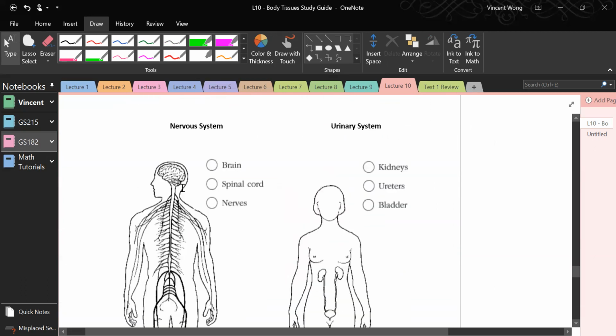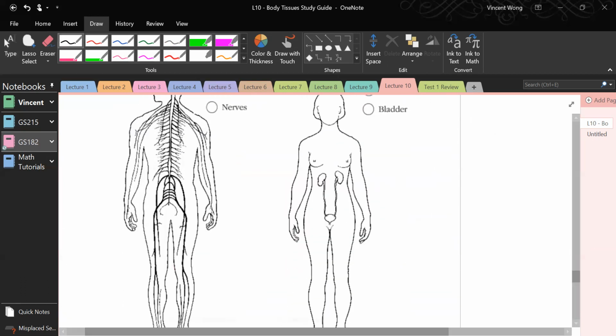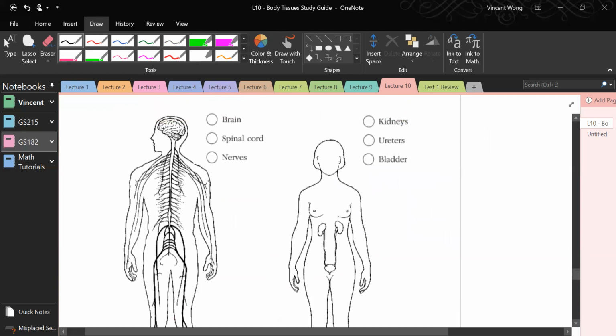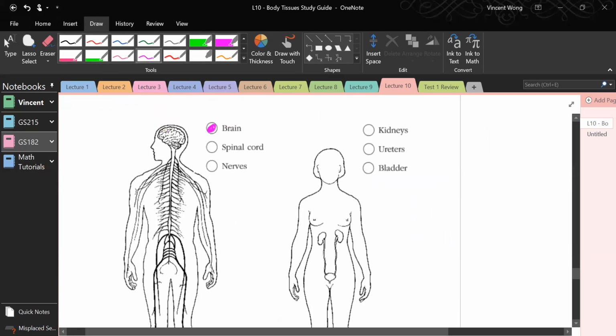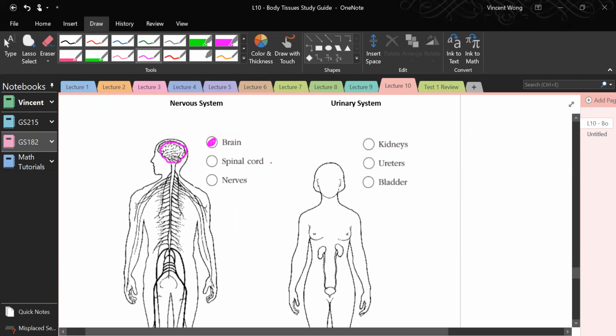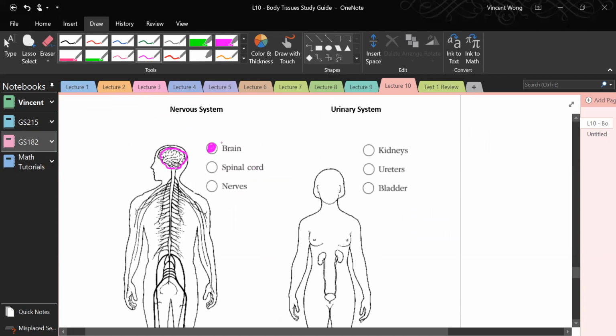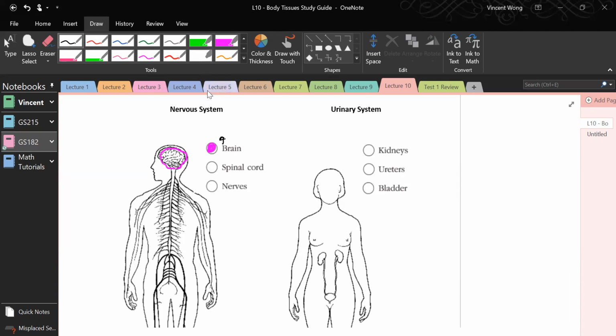All right. Nervous system. In the nervous system we have, of course, the brain. The brain is up here. So what does the brain do? Well, a lot of stuff. But if I have to summarize it in a short sentence, right?